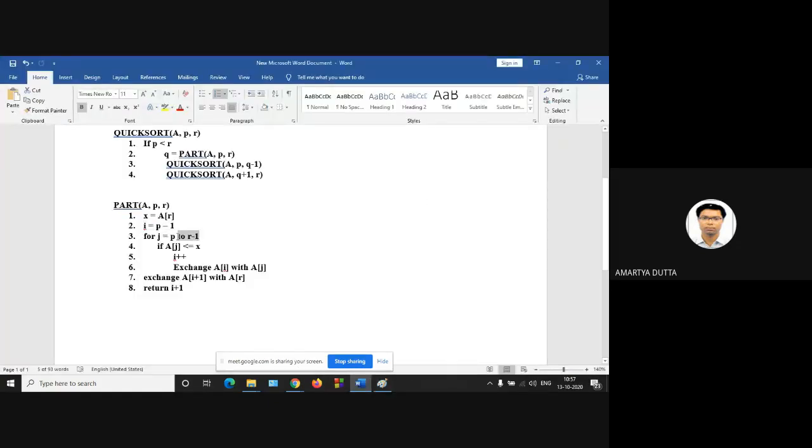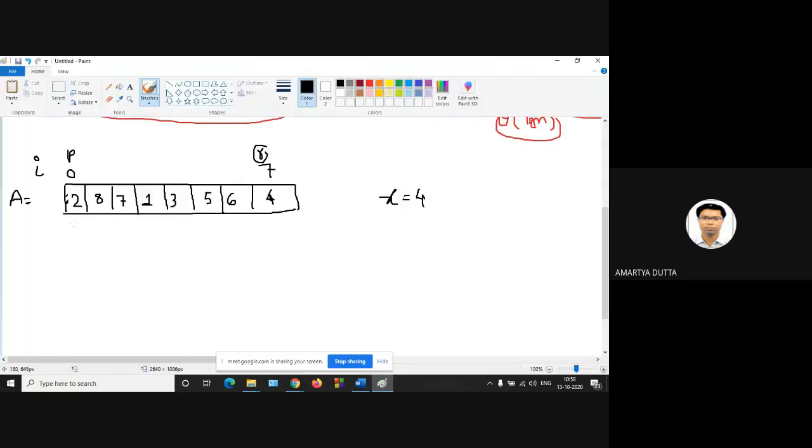J runs from P to R minus 1. There will be one bracket, J runs from this to this, and if this happens, then first of all we have to do I plus plus. So J is equal to P to R minus 1. What will be the value of J? J will be at 2.